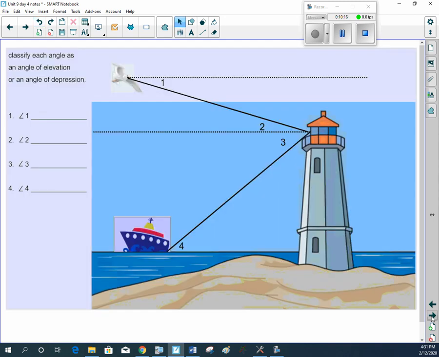Okay, so here it's just a picture with a bunch of objects, and you just have to decide, is it an angle of elevation or angle of depression? So this seagull is flying around, and it looks out, and then it looks down to see somebody in the lighthouse. Okay, so that looks like an angle of depression.